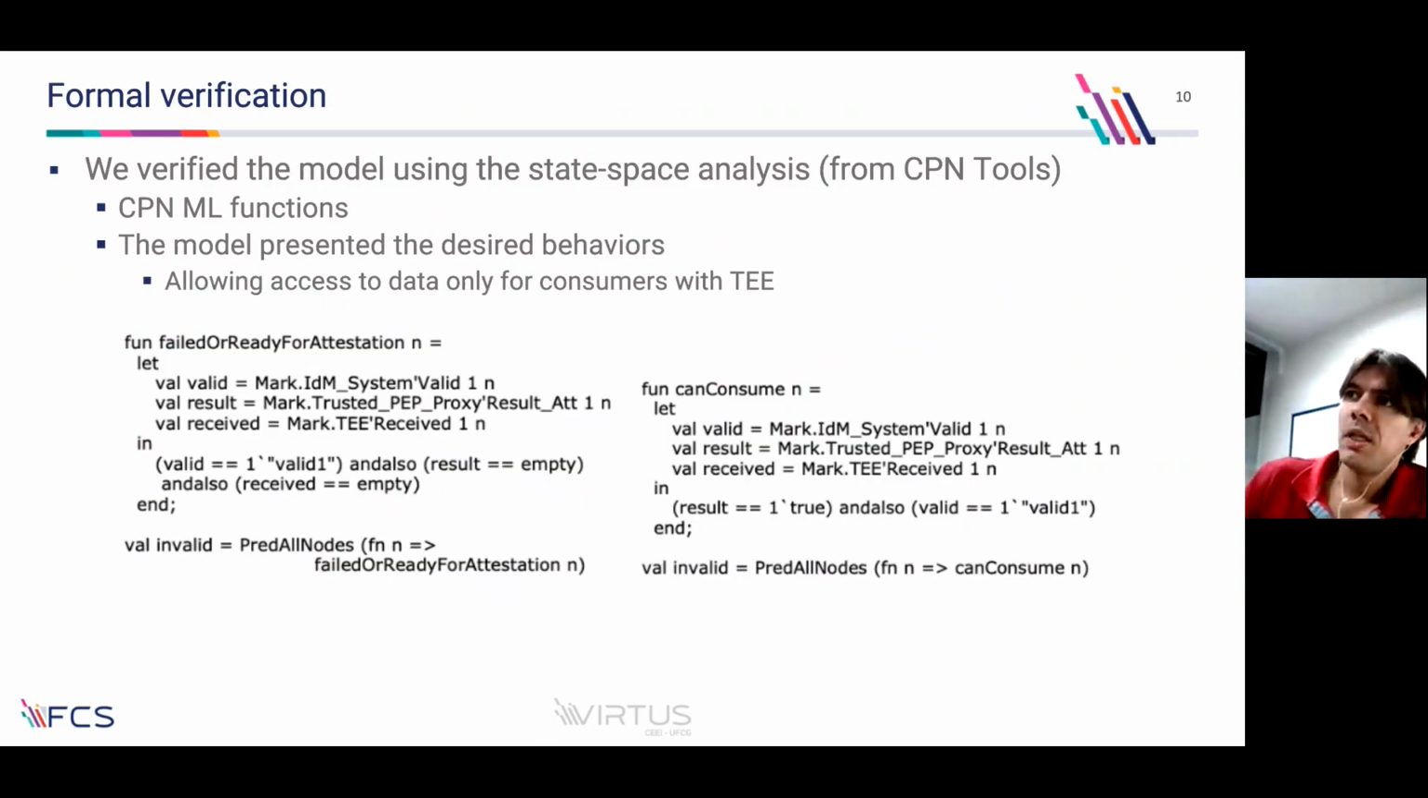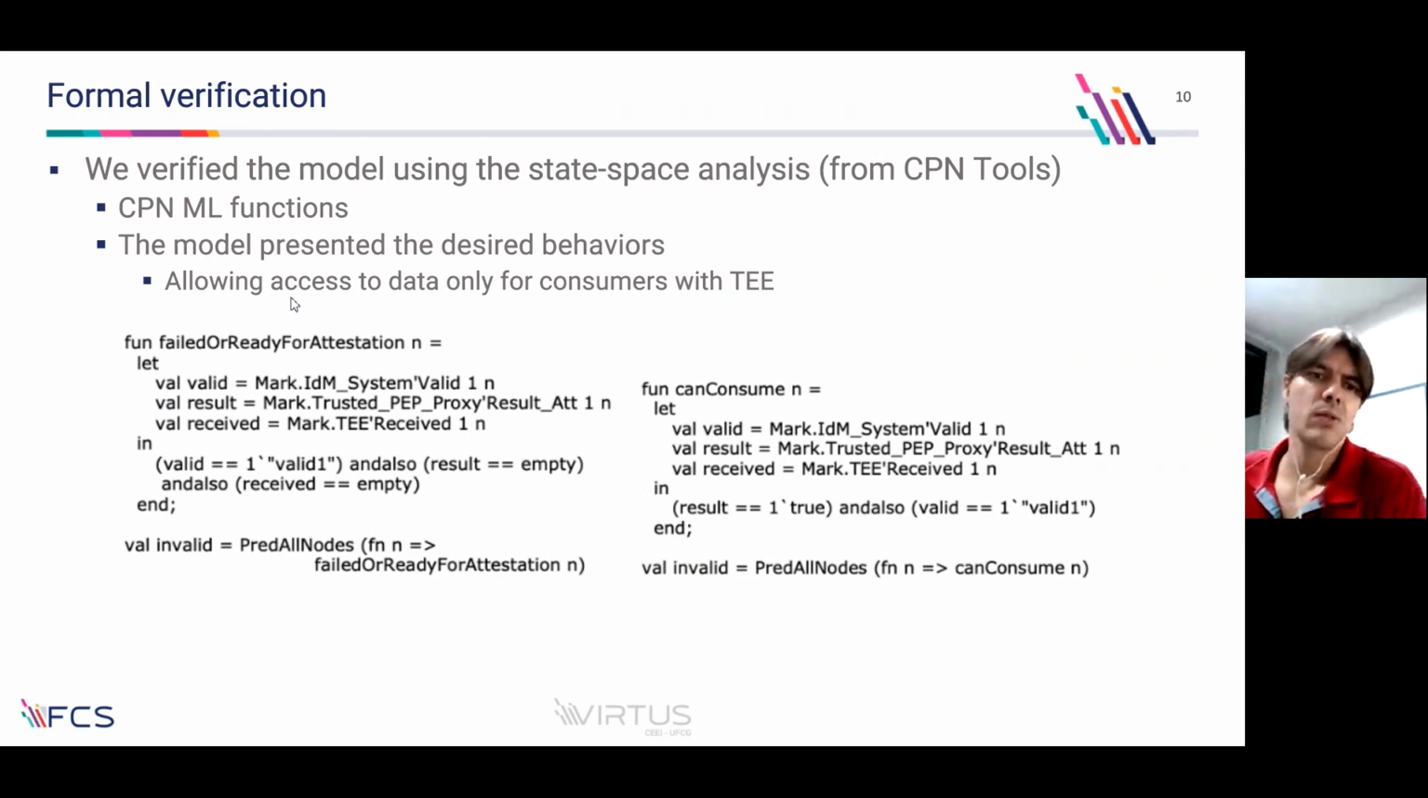To verify some desired behaviors of our proposal, we used a tool from CPN Tools, which is the tool that we used to model our proposal. We verified some behaviors using state space analysis. For this, we implemented some CPN ML functions. We have two here, just to exemplify. And the model presented the desired behaviors as we expected.